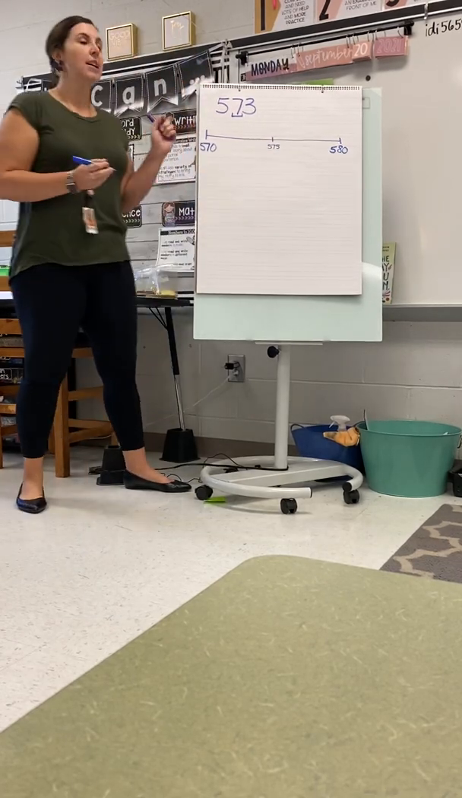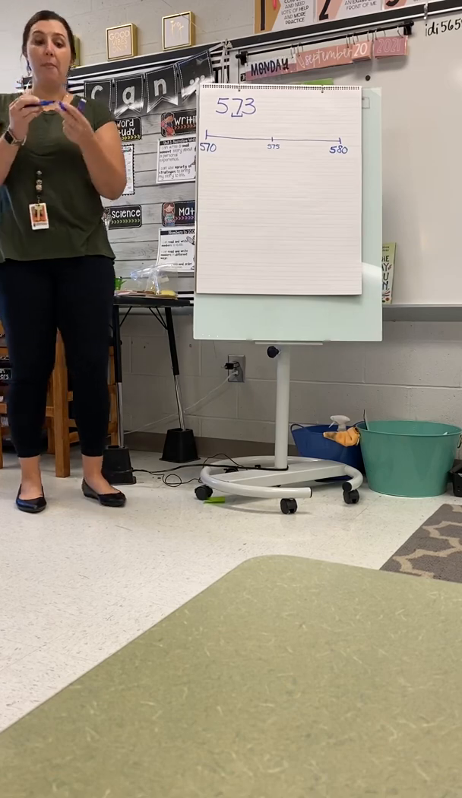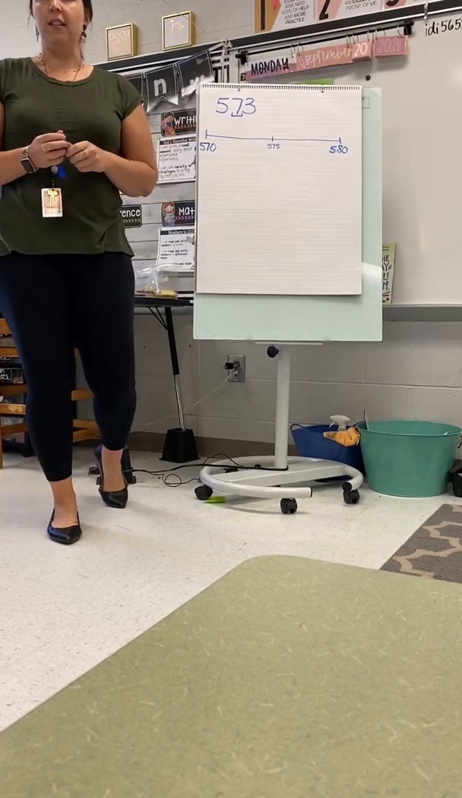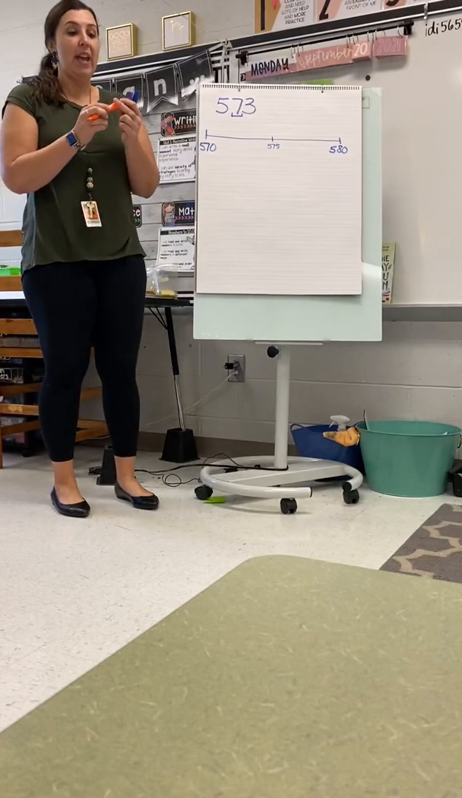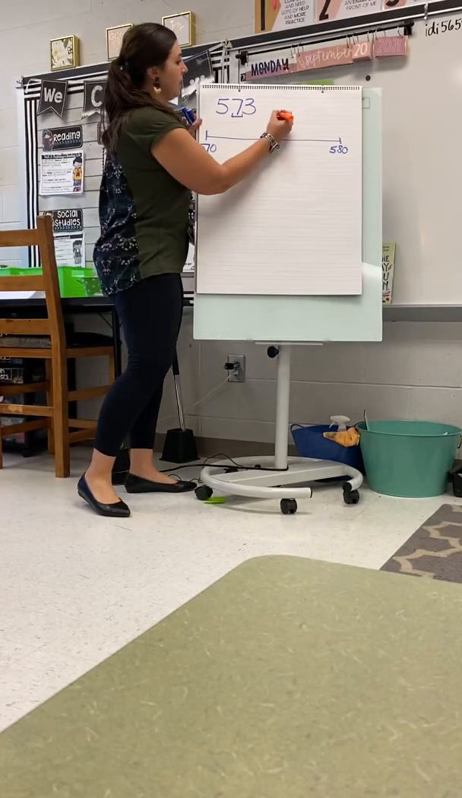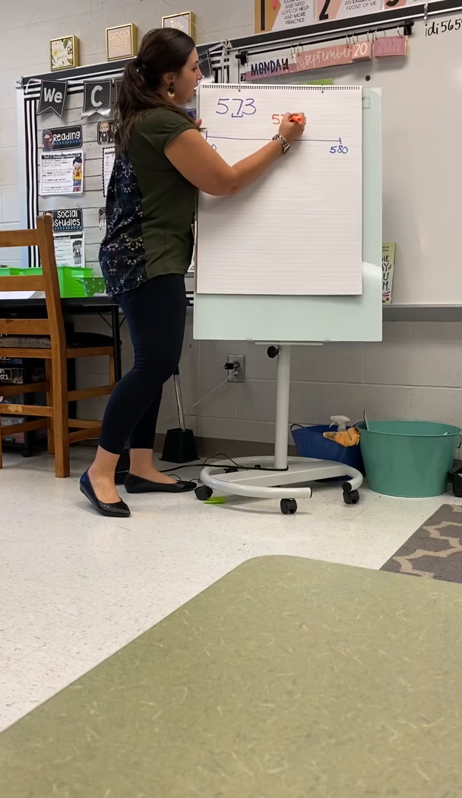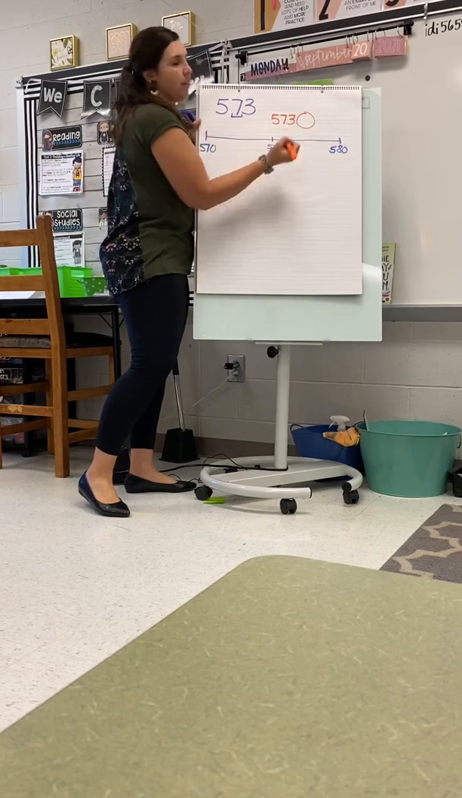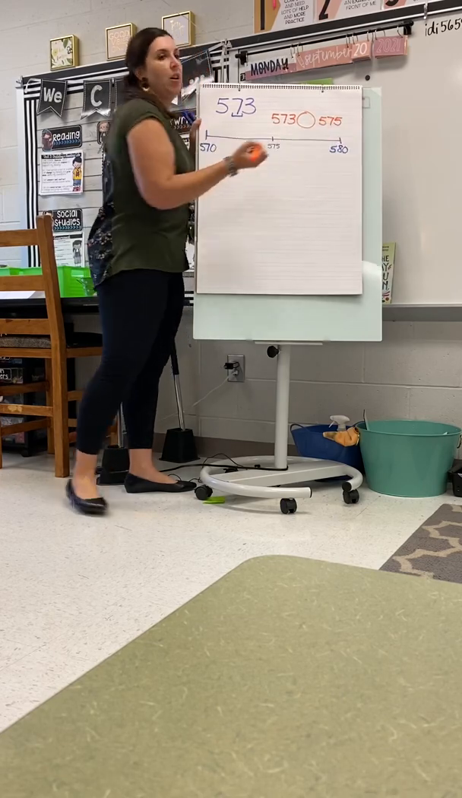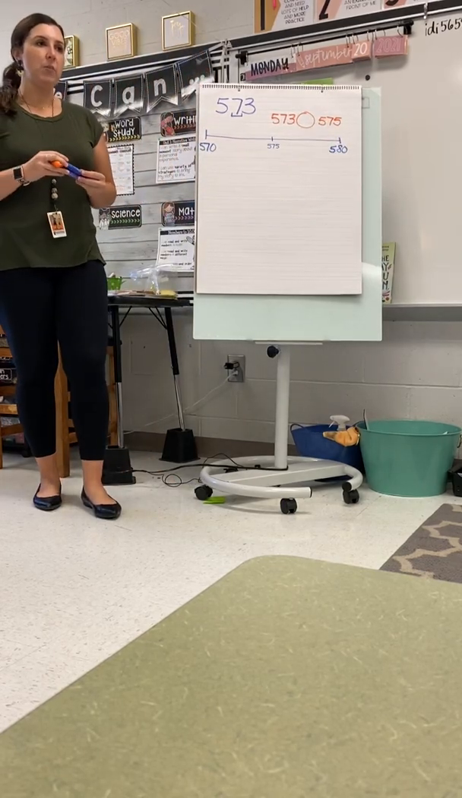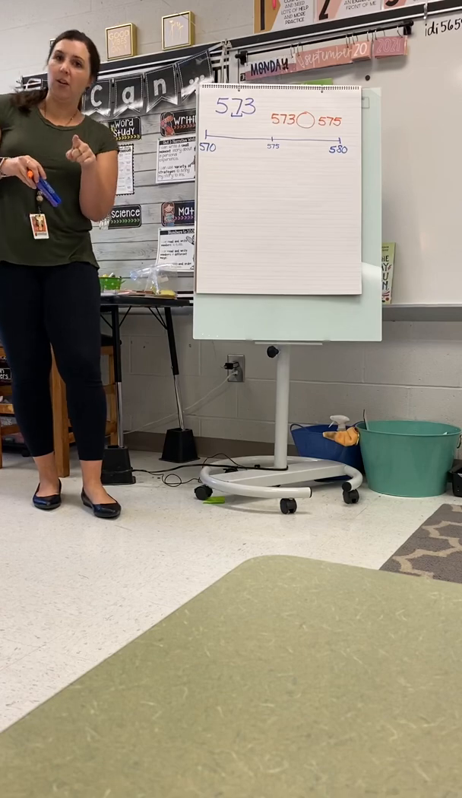575. Perfect. Now, this is where my knowledge of greater than, less than, or equal to comes in really, really handy. In fact, go ahead and write on your board this number sentence. 573 is greater than, less than, or equal to 575. Write that on your dry erase board. And if you're at home, write this on a piece of paper.